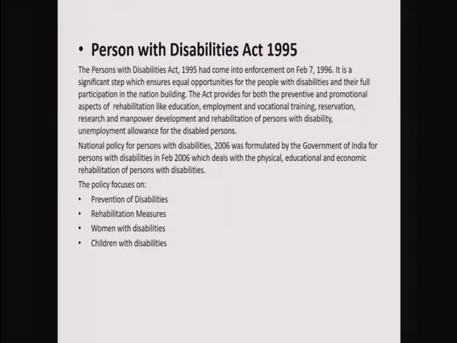We have the Persons with Disability Act of 1995. It focuses on prevention of disabilities, like the polio drops and so on. We are going to ensure that we have food at subsidized rates, which ensures that people are not disabled. Then if a person is disabled, we have rehabilitation measures. Then we also talk about women with disabilities, because there are chances that the mother can also give birth to disabled children, and we also talk about children with disabilities. They are going to take care of all these activities.